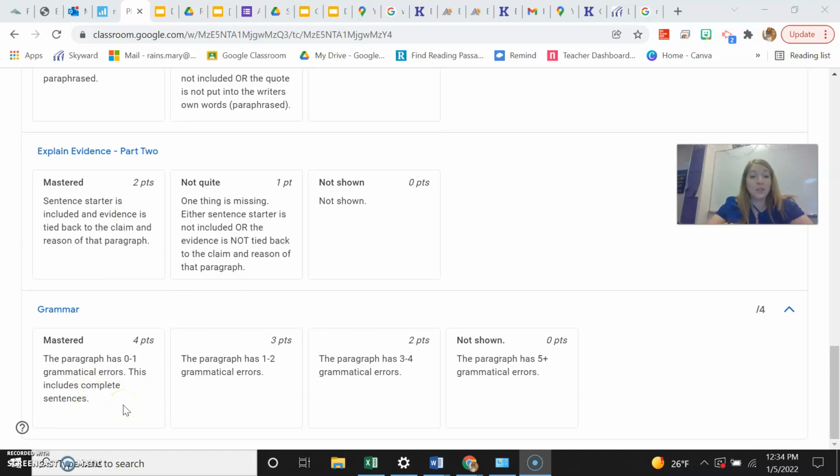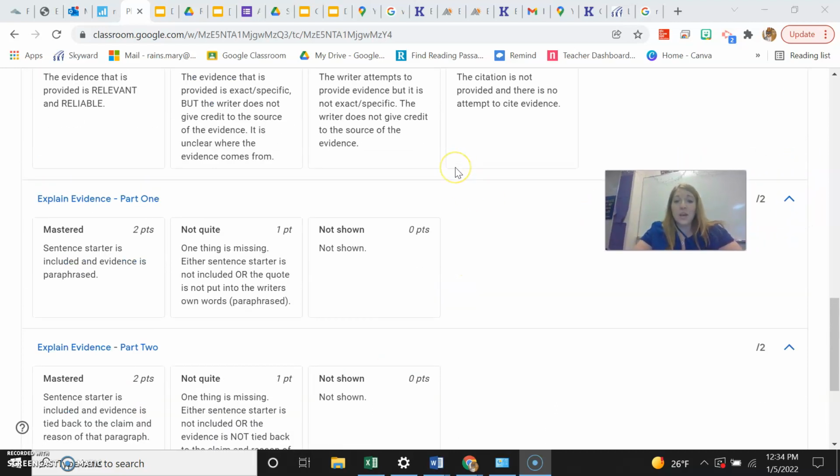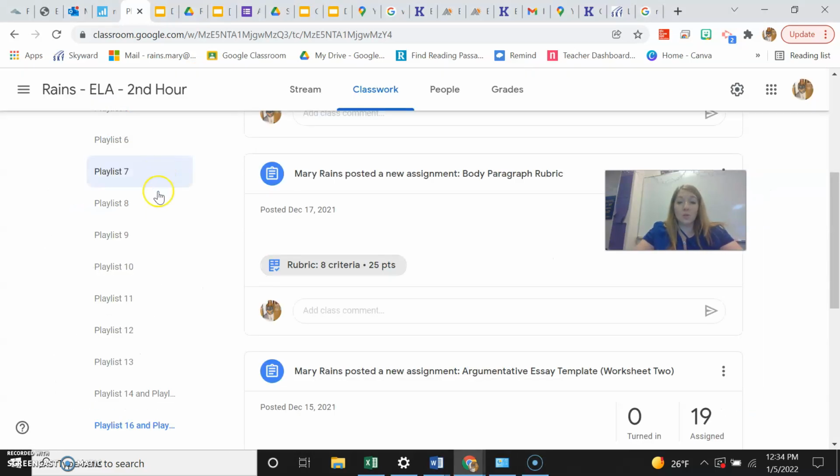So you get 4 points if you have 0 to 1 grammatical errors. You get 3 points if you get 1 to 2 grammatical errors, and so on and so forth. So just make sure you're spell checking what you do in this body paragraph. So that was resource number 1 that you were provided with.